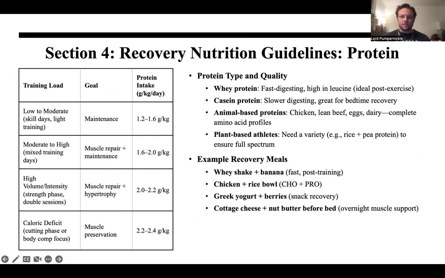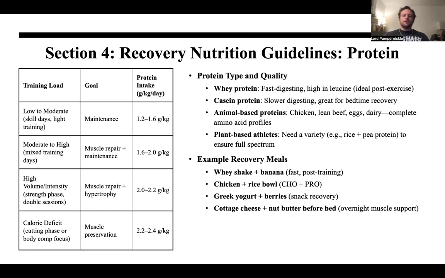And there are also different types of protein that you want to consider. So with whey, it's fast digesting, it's high in leucine. This is an ideal protein for post exercise. The gym bros do got something right, because whey is pretty darn good. Casein is a slower digesting protein. It's great for bedtime recovery. You can ingest a lot of casein and it will help with protein resynthesis in bed.